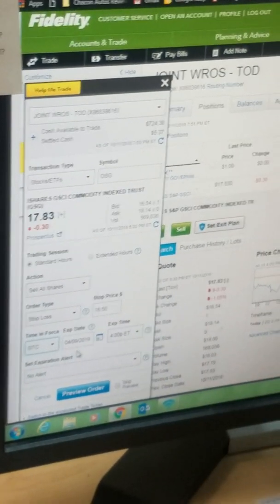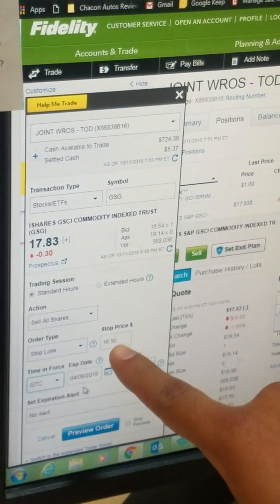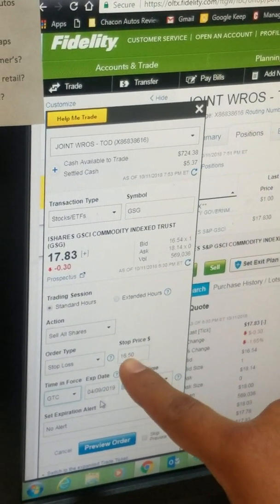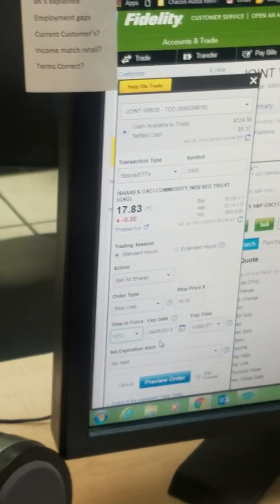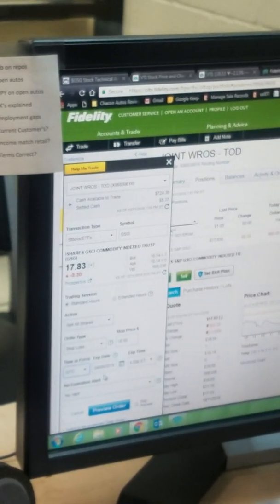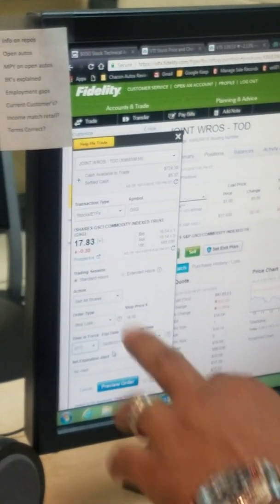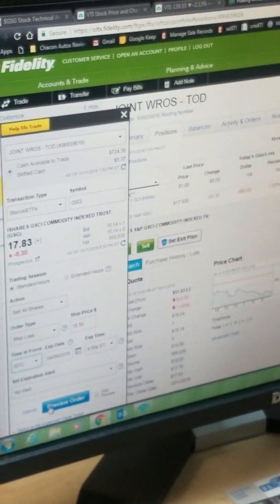So that means that if in the next 6 months this stock goes below 16.50, it automatically sells without me having to do anything. It's called a stop loss. I put stop losses on all my investments. Right now it's at 17.53. Does Vanguard have that? Yes, it does. That's how mine all triggered.